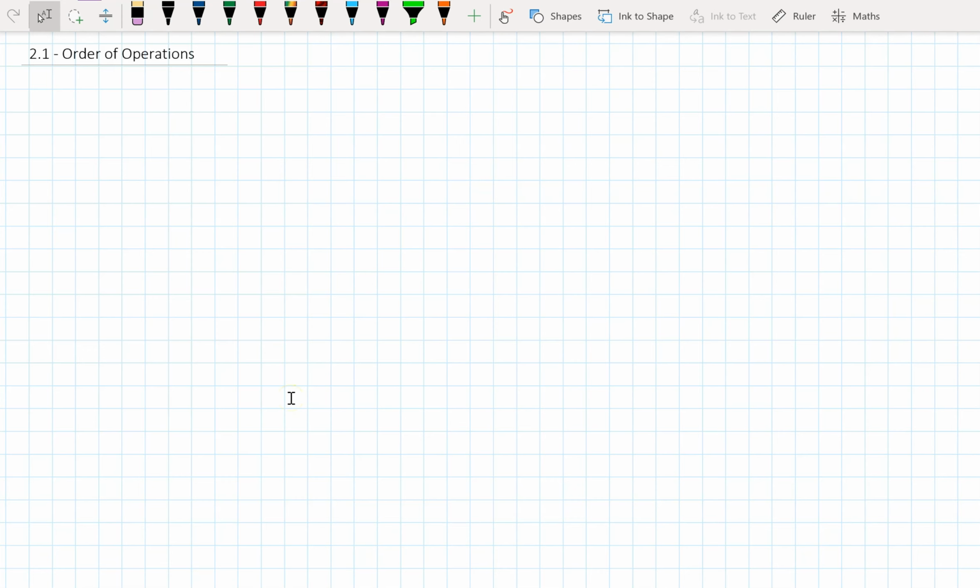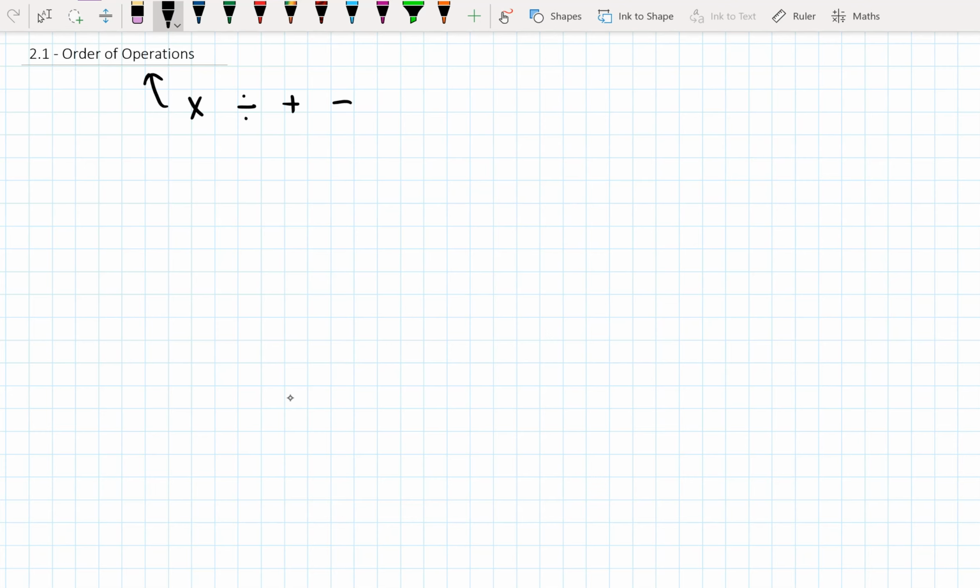Okay, what we're going to look at now is what we call the order of operations. And remember, in the last video, we said that operations means the things that we do to numbers. So for now, you have multiply, divide, plus, and minus. Okay, and we talked about those in the last video, different ways of saying them all.